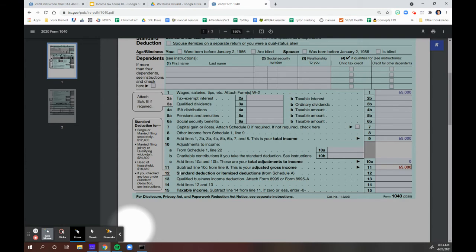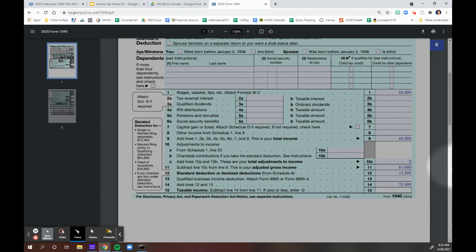Line 12 is extremely important. This is the standard deduction. Do not forget the standard deduction. So that information can be found over here on this side. And so for single, it is $12,400. So the standard deduction is the amount of income that is not taxable. That is not taxable wages. So we basically are taking this away from the taxable wages that we have.